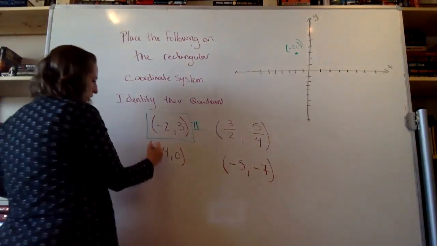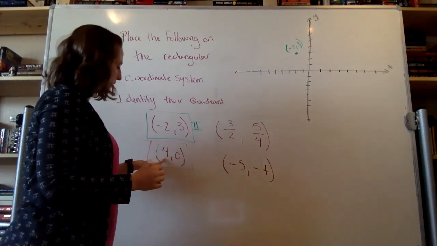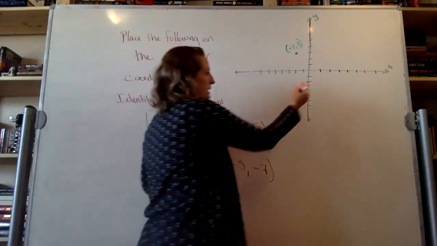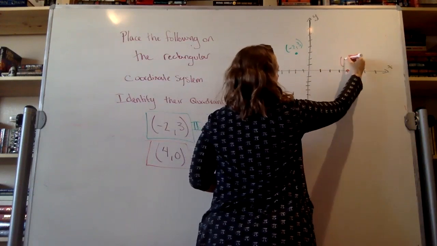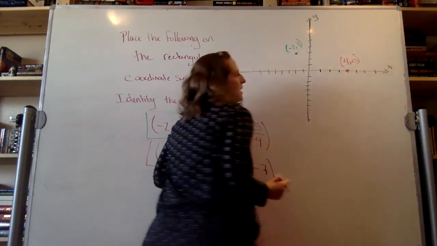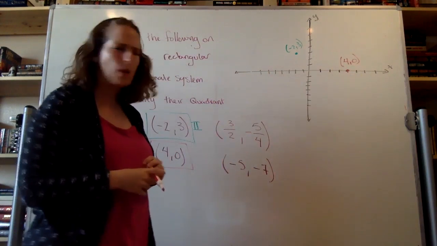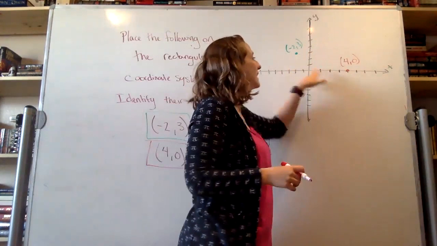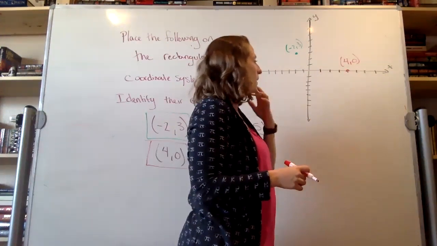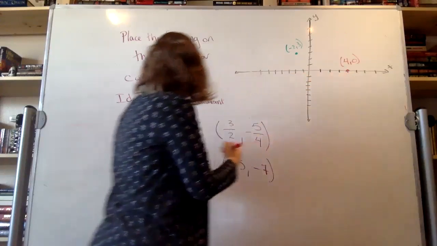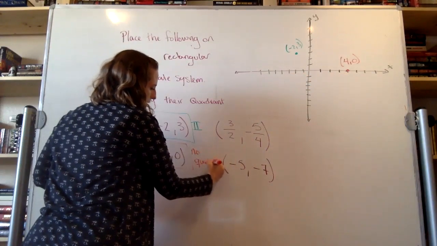The next one is 4, 0. So that tells me I'm going to go right 4, and I'm not going to go up or down. So 1, 2, 3, 4, not up or down. So here's the point 4, 0. Now this is kind of tricky. What quadrant is that in? Well, it's not in any quadrant. It's not in 1, 2, 3, or 4. It's sitting on one of our axes, sitting on the x-axis in this case. So this has no quadrant. None. It's quadrantless.